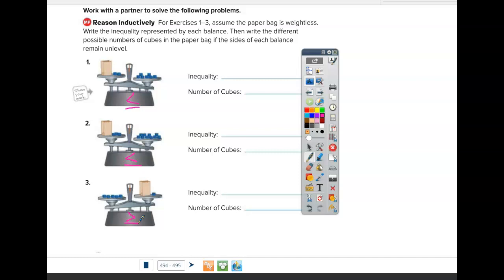the amount of, I think it's a height that they need to grow or something like that. So you're going to do 1 through 4 on page 495, take a picture and submit it to Google Classroom.